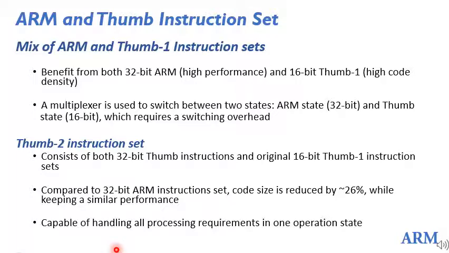Compared to the 32-bit ARM instruction set, the code size here is reduced by 26% while keeping a similar performance. So it could reduce the code size and also achieve a performance similar to the 32-bit ARM instruction set. One more thing that was overcome here was the switching overhead. That is, the processor was not required to switch from ARM mode to Thumb mode or Thumb mode to ARM mode. Okay. So this overhead is also reduced.